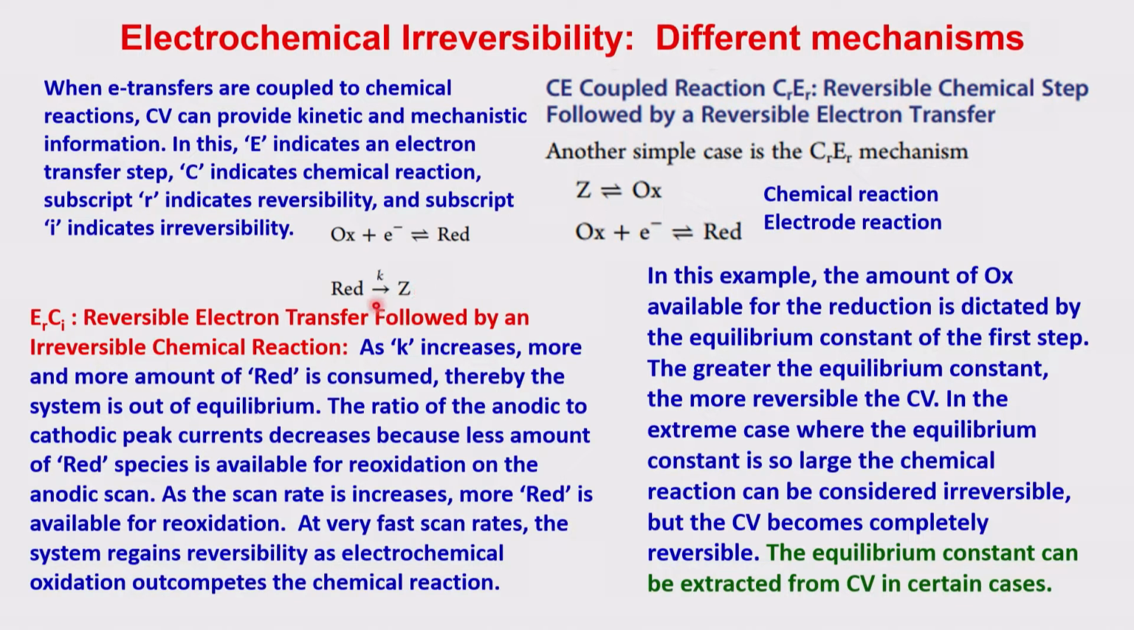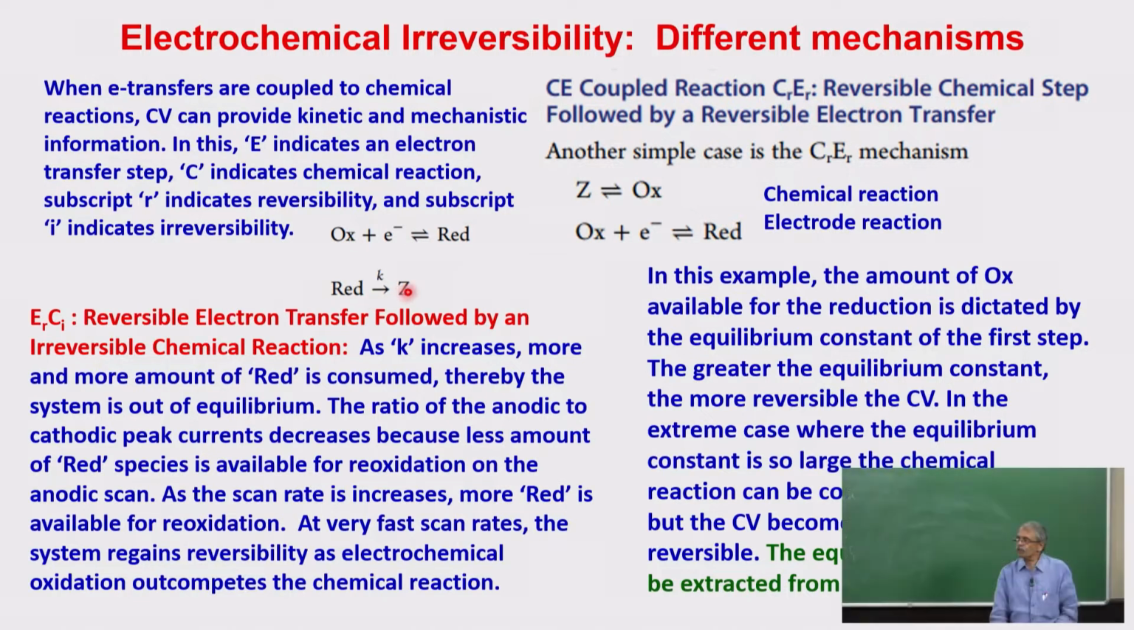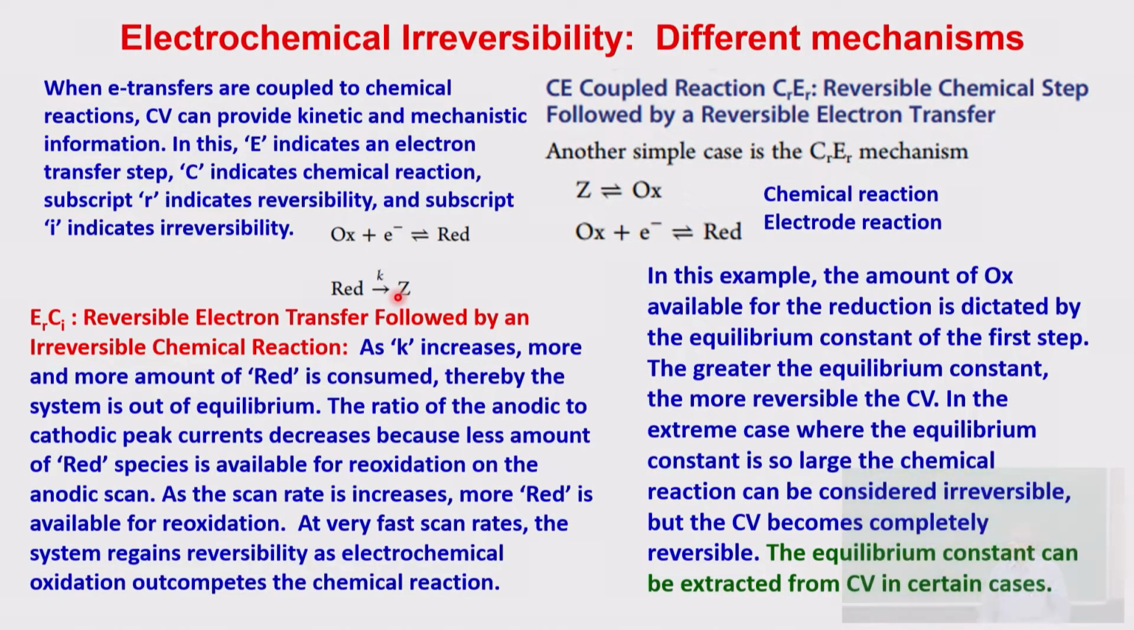So the chemical reaction is irreversible, the electron transfer is reversible. That depends on what? On k, the rate. If k increases, the conversion of this first reduced species to the product happens very quickly, so it is not available. Very little or no reduced species is available. Now how will you control this, to look at what is going on?